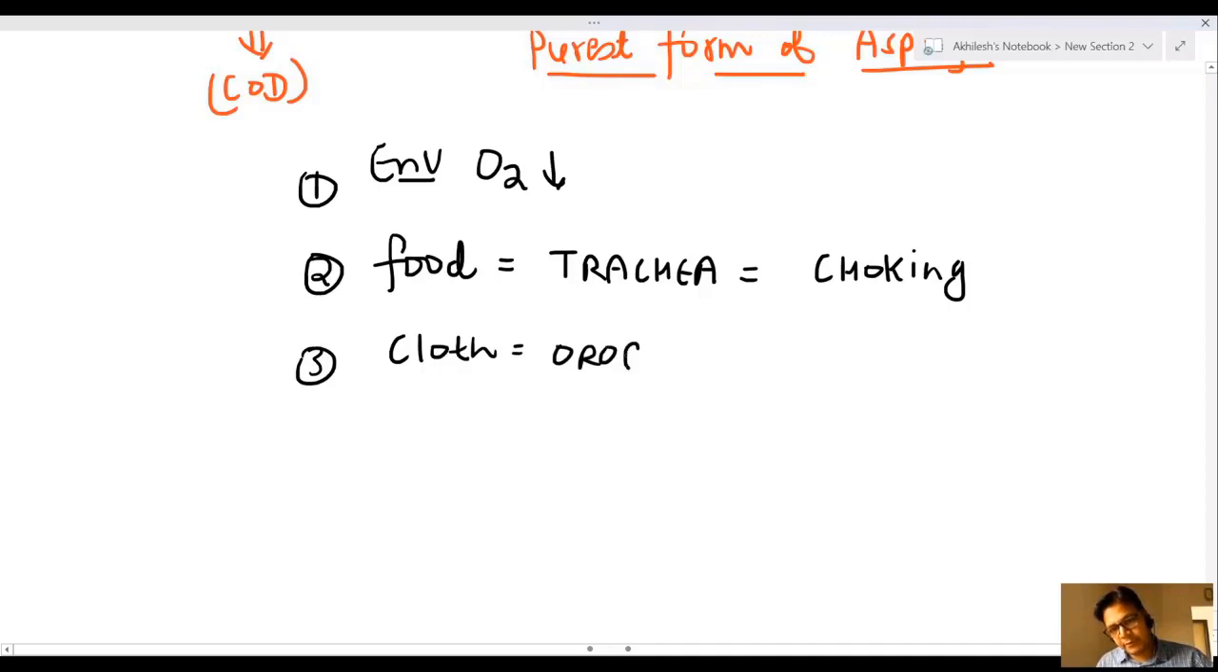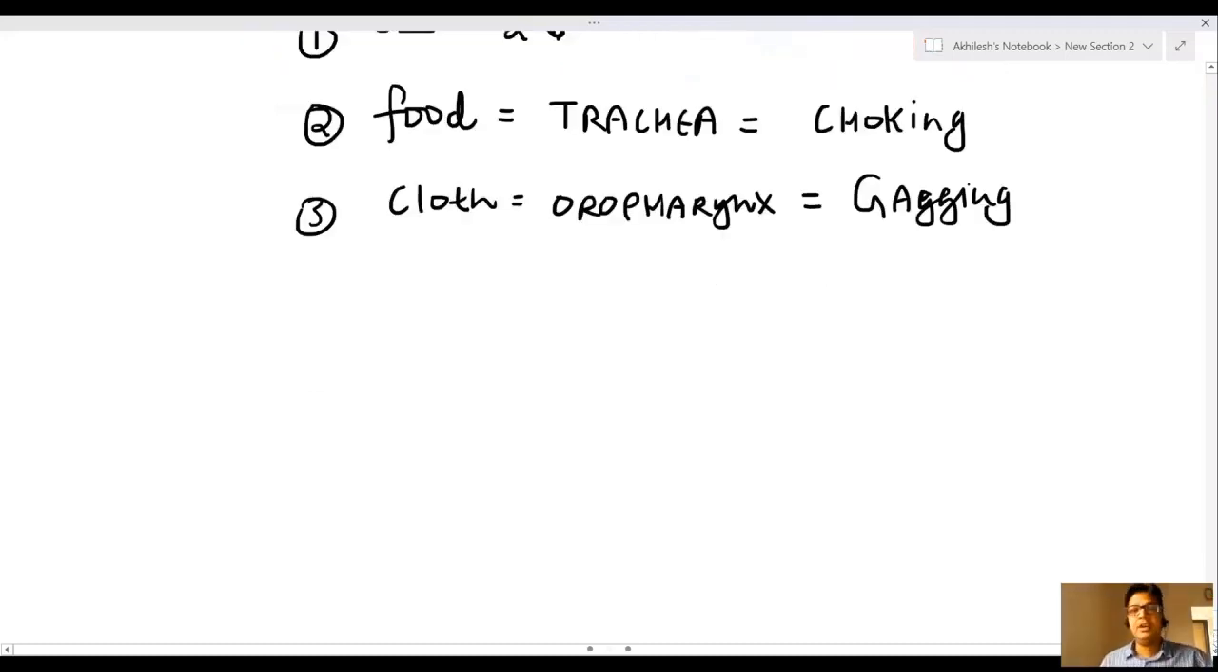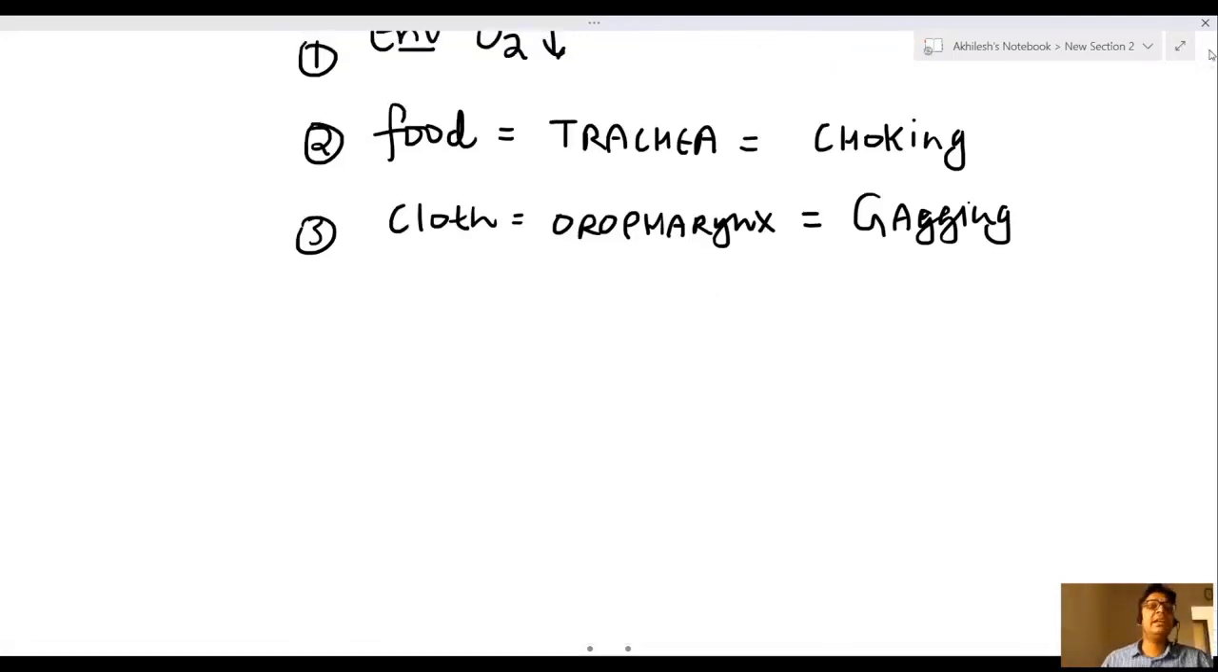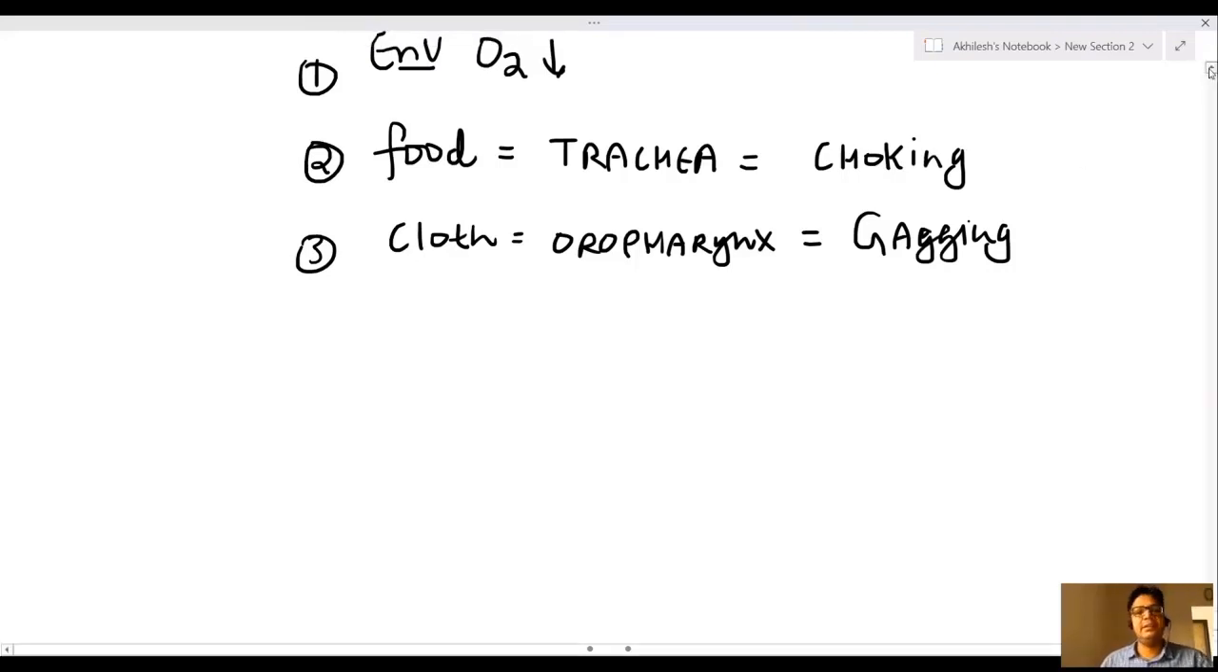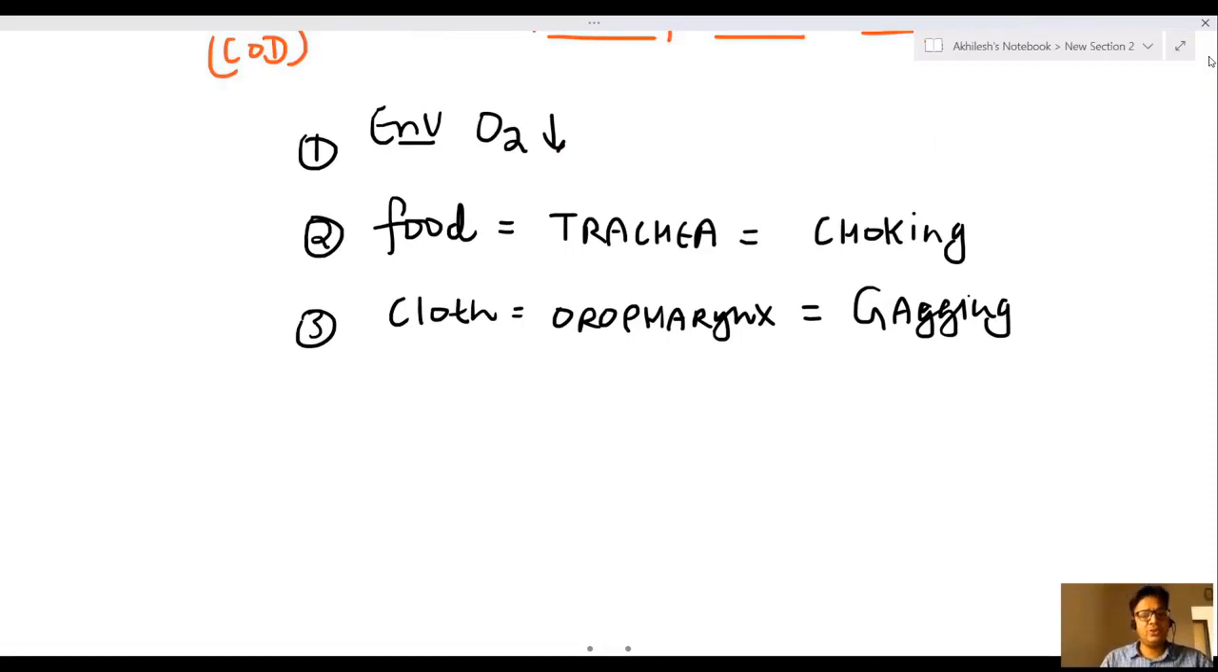If a cloth piece goes into the oropharynx, it is gagging. In suffocation there will always be CPC, because the cause of death is always asphyxia. First, suffocation is lack of oxygen around you. It may be air pollution, pollution inside a car or theater, or from a sigdi kept at home. Food in the trachea is choking. Sometimes you put cloth to keep the mouth shut, but the cloth goes into the oropharynx and can cause gagging.